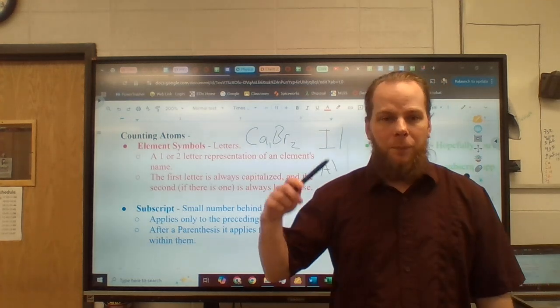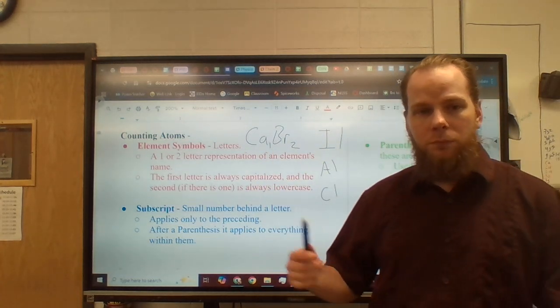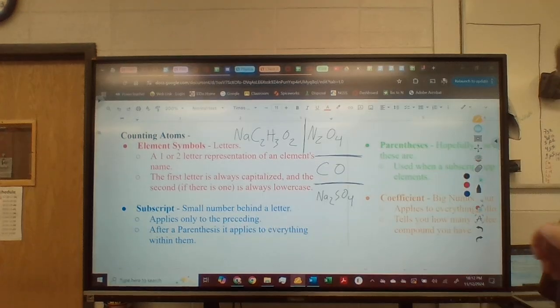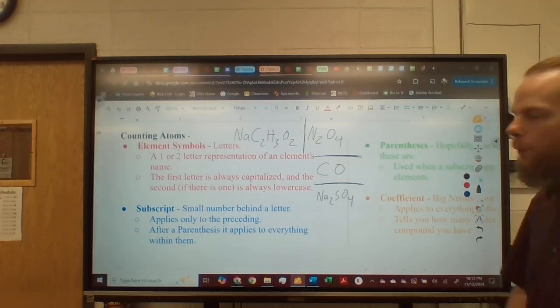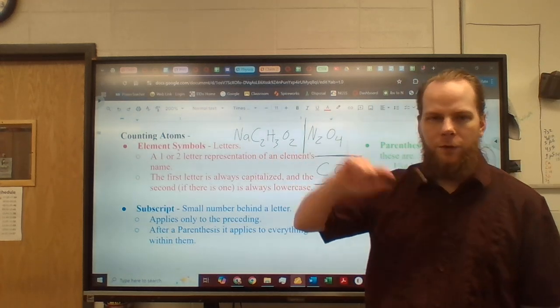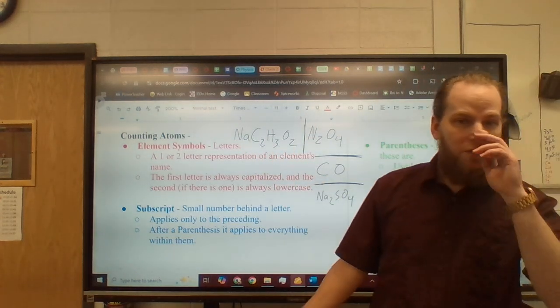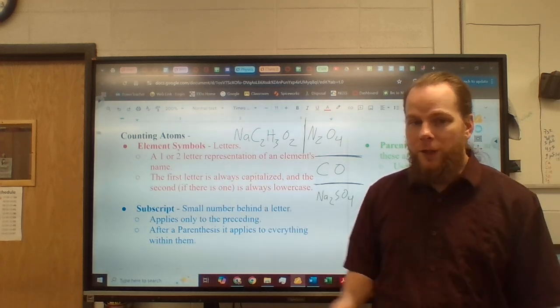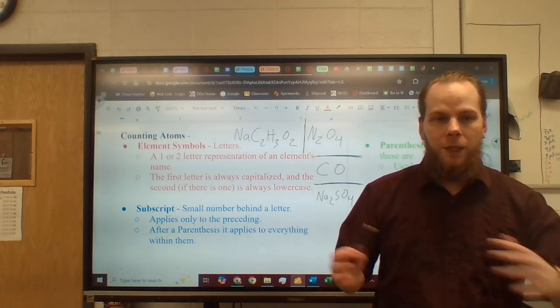Okay, so I'm going to put a couple of examples up here. So I'm going to pause this while I do that, and then we'll go through each of those. All right, so I've got 4 examples here. We're going to start with NaC2H3O2. Okay, so there are subscripts in this. The subscripts only apply to the element that comes immediately before them.